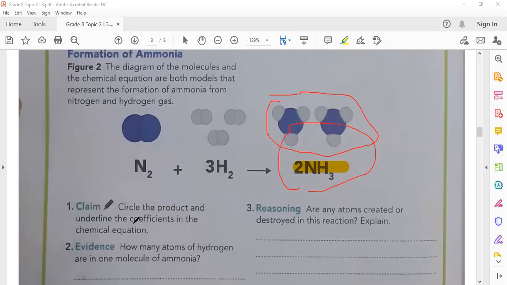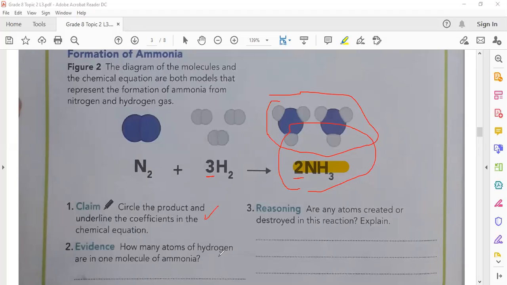And underline the coefficients. Where are the coefficients in this equation? Is there a coefficient here? No, the 3 is not. Underline the 2. This is a coefficient. Okay. Here, is there a coefficient? No. This is the product, and this is a coefficient, and this is a coefficient. There is no coefficient here.